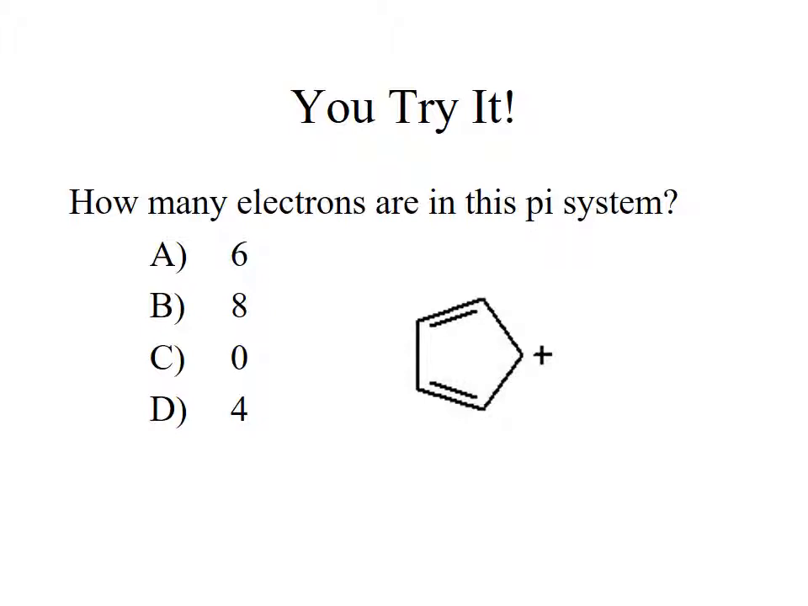How many electrons are in this pi system? Again, the positive charge means a p orbital that's empty. So you have 4 carbons in double bonds. That gives you 4 electrons. This compound is anti-aromatic. This carbocation is anti-aromatic.